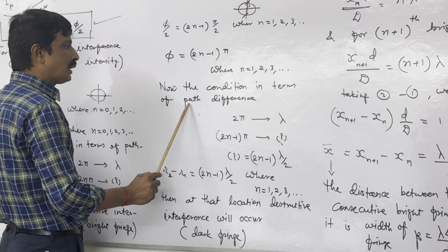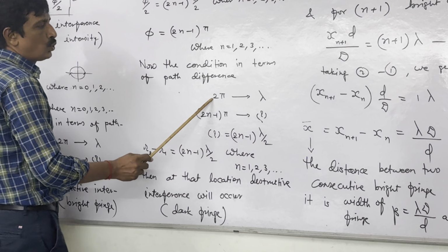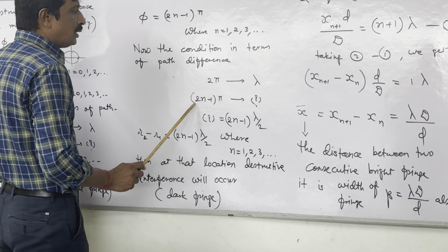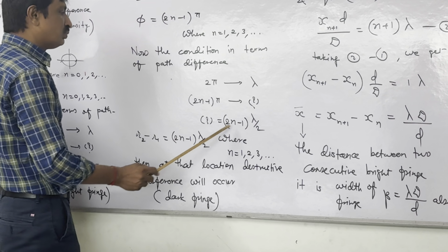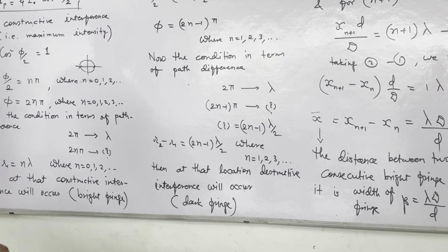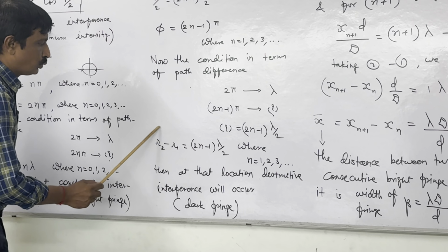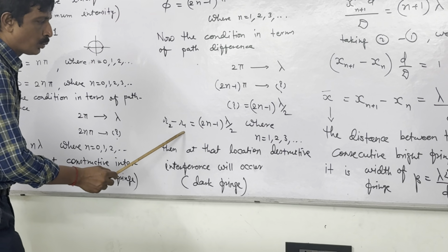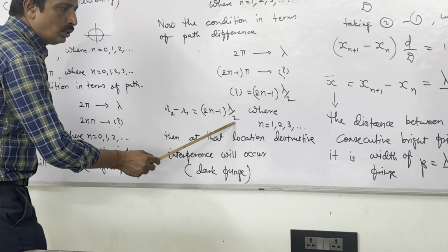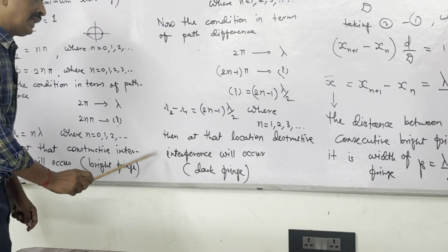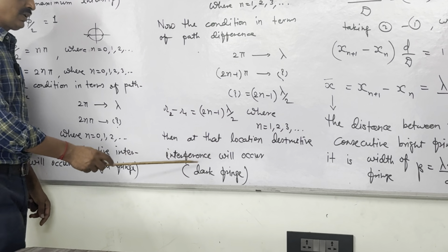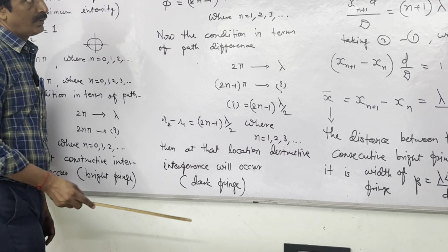Now the condition in terms of path difference: for 2 pi, path difference is lambda. So for (2n minus 1) into pi, what is the path difference? (2n minus 1) into lambda by 2. So at point P, if the path difference R2 minus R1 is (2n minus 1) into lambda by 2, where n equals 1, 2, 3, then at that location destructive interference will occur, that is, a dark fringe.